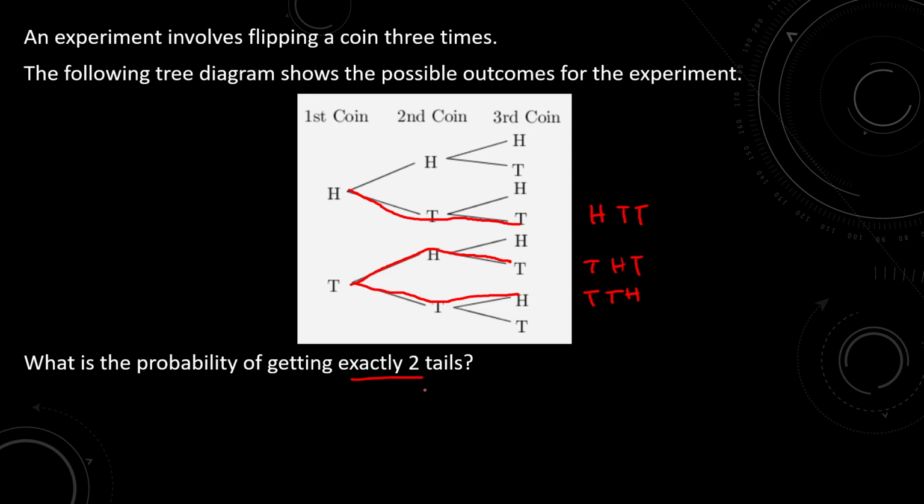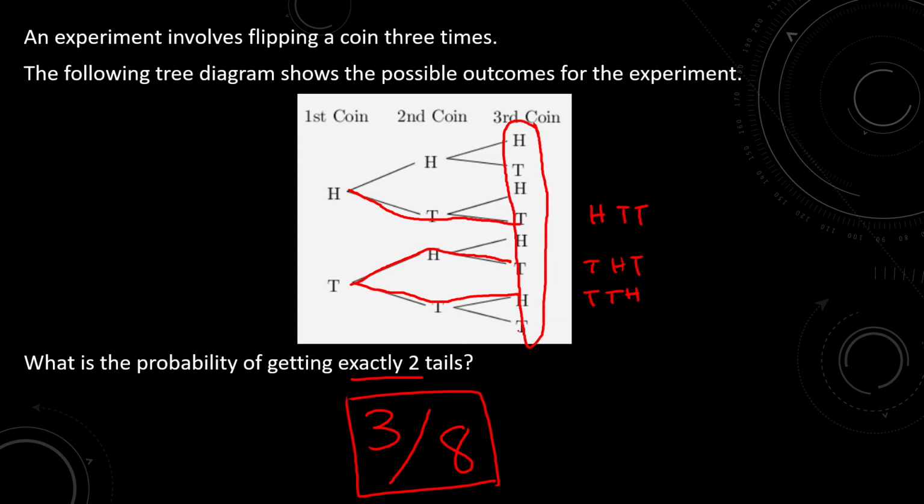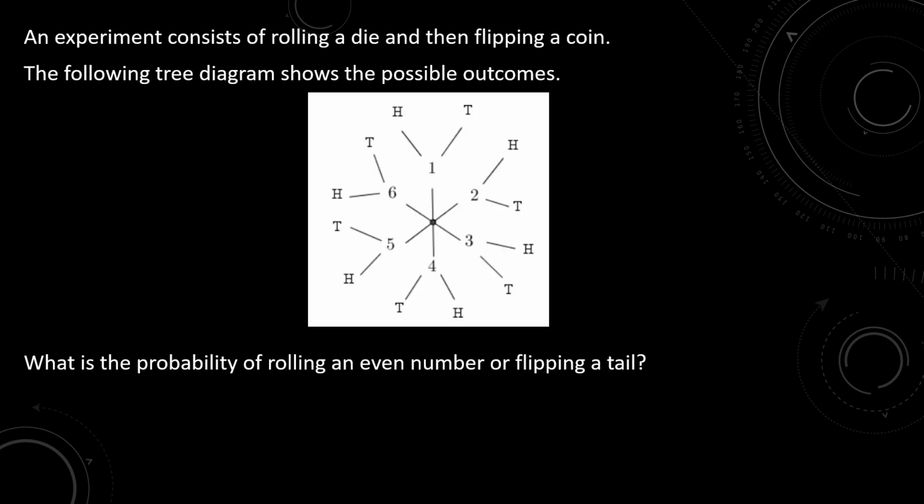I can only have 2, which means I have a 3 out of 8 chance. And the 8, if I were to look at my very last column, add up how many heads and tails I see here. So I have 1, 2, 3, 4, 5, 6, 7, 8. That represents my total number of outcomes, which is where that 8 is coming from. So probability of getting exactly 2 tails here is going to be 3 over 8.